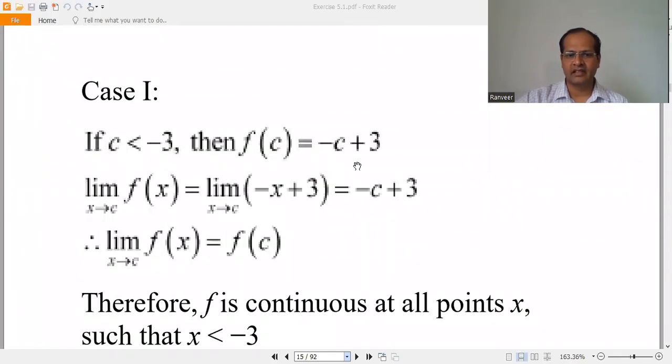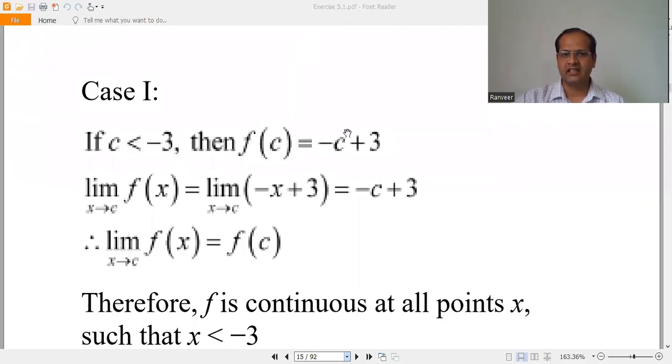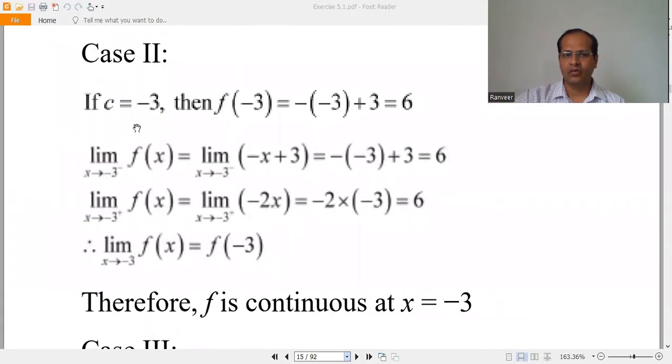Now, c is less than -3, the function is continuous. There is only one value of the definition, so the function is continuous. Now this is the first case, c is less than -3. The second case is c is equal to -3.